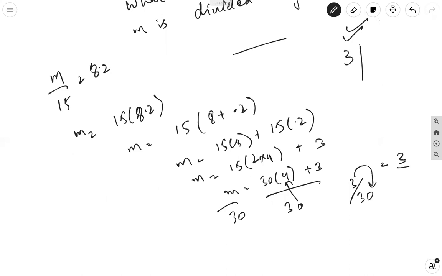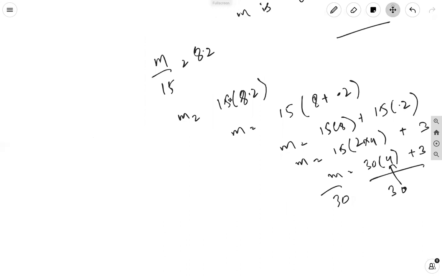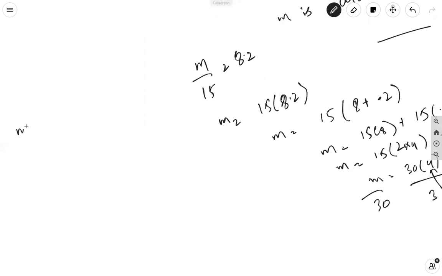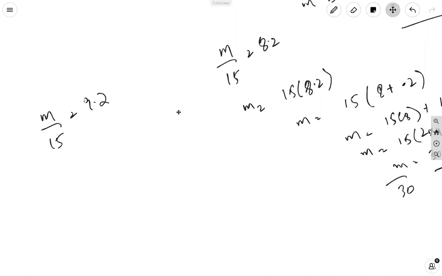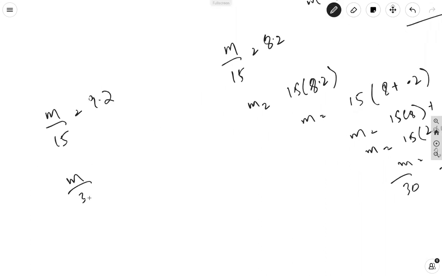Now, if I just change the question, and instead of 8.2, let's suppose I make this M over 15 equal to 9.2. Now, what will be the remainder if we divide M by 30? What will be the remainder? 18. 18, yes.